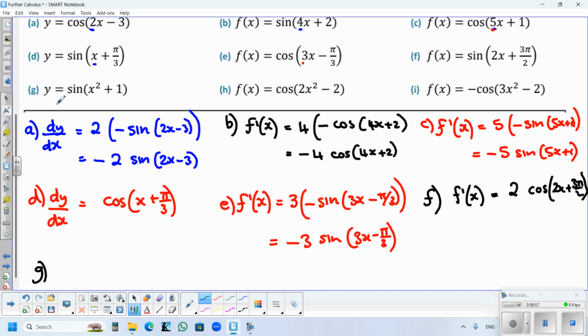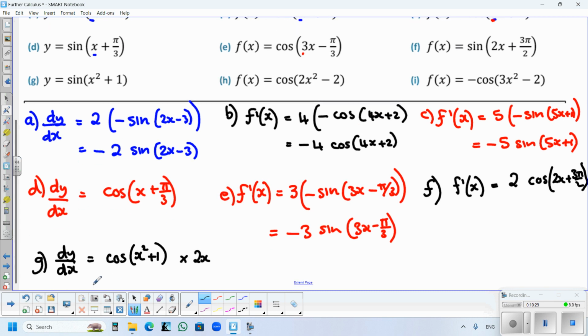Next one, part G. So I've got y is equal to sine of x squared plus 1. So for that one, we've got dy by dx, and the derivative of sine is cos. Angle stays the same. This one's a wee bit different because it's not just a 2x or a 3x, so we multiply by the derivative of that, which is 2x. And basically that's what you were doing with all of them. Like the 2, derivative of that would be 2. That's where the 2 comes from. The derivative of this 4x plus 2 is 4. That's where that comes from. So that then gives me 2x cos of x squared plus 1.